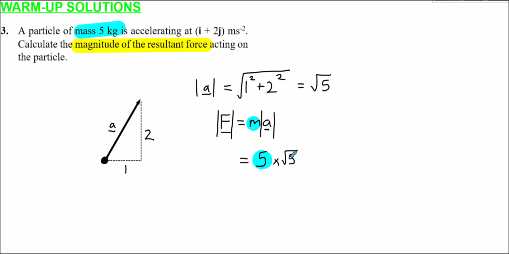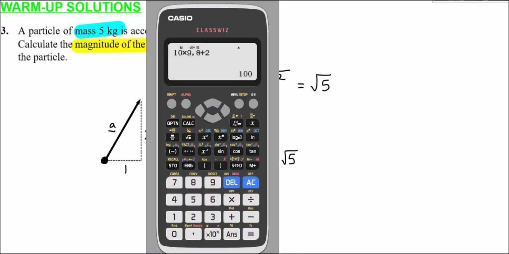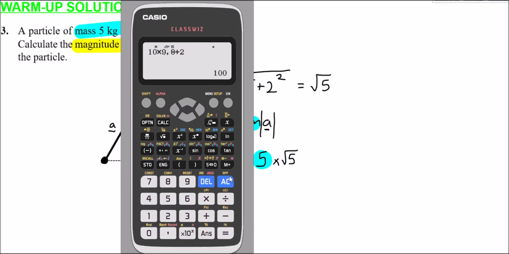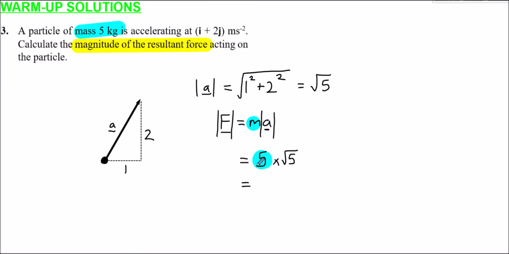So it's just 5 multiplied by root 5. And now at this stage, we can actually give a numerical answer if we want. So 5 multiplied by root 5, that gives us, to 3 significant figures, 11.2. So we have 11.2 newtons as the magnitude. Now question 4.